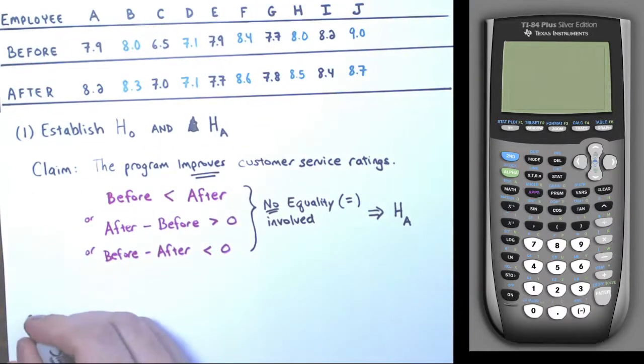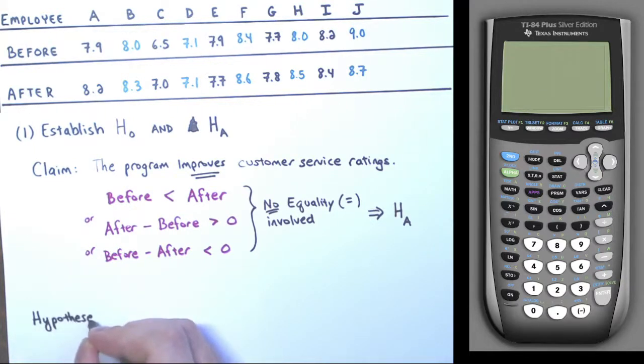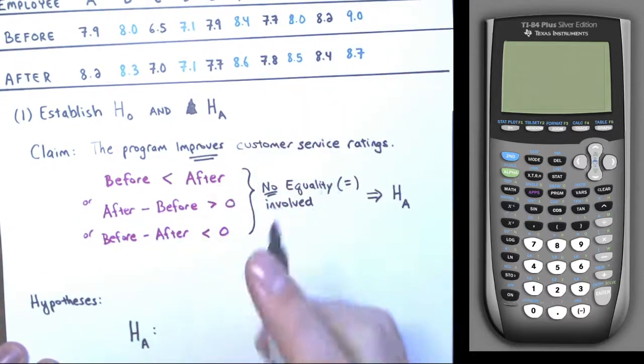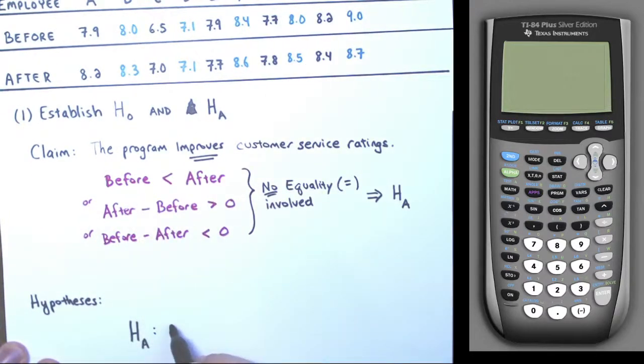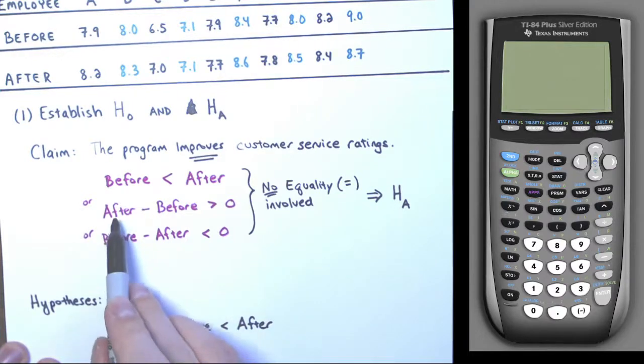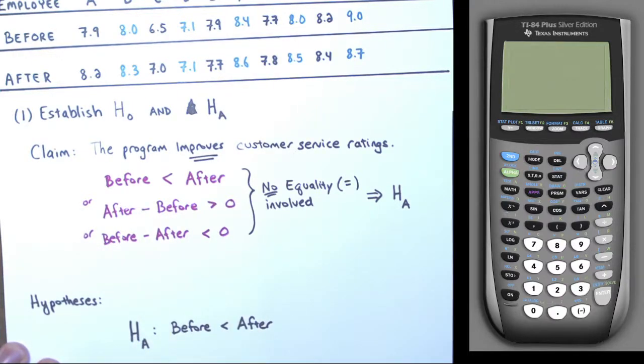All right, so here I go. I'll start writing my hypotheses. So we have the alternate, that is, the program improves. I'll just say the first thing: in general, the before scores are less than the after scores. And again, you could write one of the other two as well: the before scores minus the after scores will generally be negative, less than 0. Or the after scores minus the before scores will generally be positive, greater than 0.